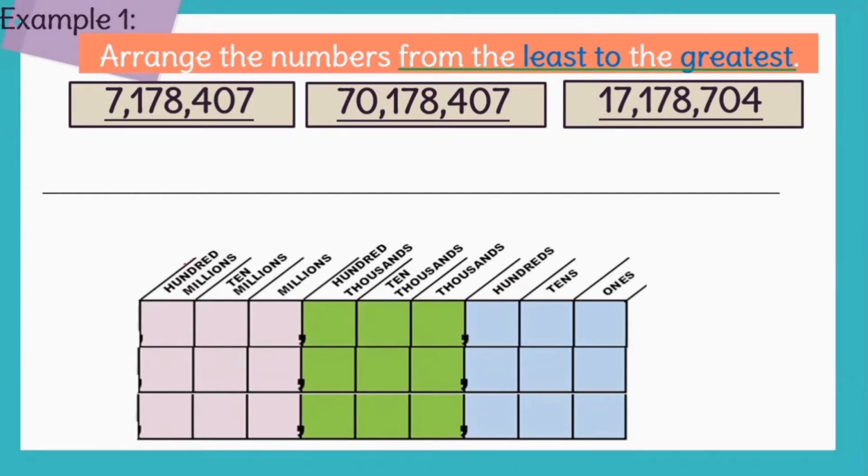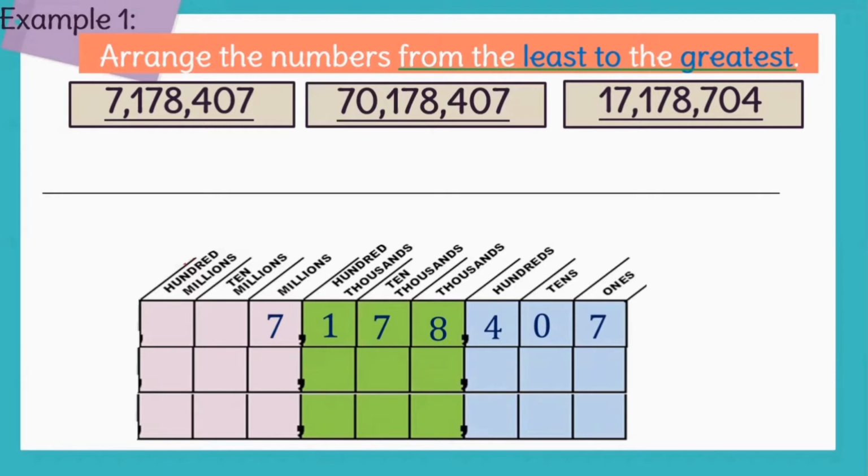The first number we have 7,178,407. We all know that 7 is in the ones place, 0 is in the tens place, 4 is in the hundreds place, 8 is in the thousands place, 7 is in the 10,000s place, 1 is in the 100,000s place, and 7 is in the millions place.